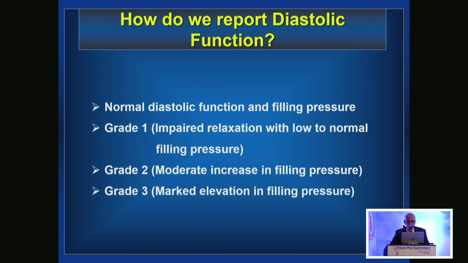How will we report diastolic dysfunction? We can report it as normal diastolic function and normal filling pressure, if everything is normal. Grade 1 diastolic dysfunction is impaired relaxation with low to normal filling pressures. Grade 2 diastolic dysfunction will be impaired relaxation with chamber stiffness, resulting in moderate increase in filling pressures. Grade 3 diastolic dysfunction, which is the restrictive pattern, has impaired relaxation, increased chamber stiffness with marked elevation of the left ventricular end diastolic pressure.